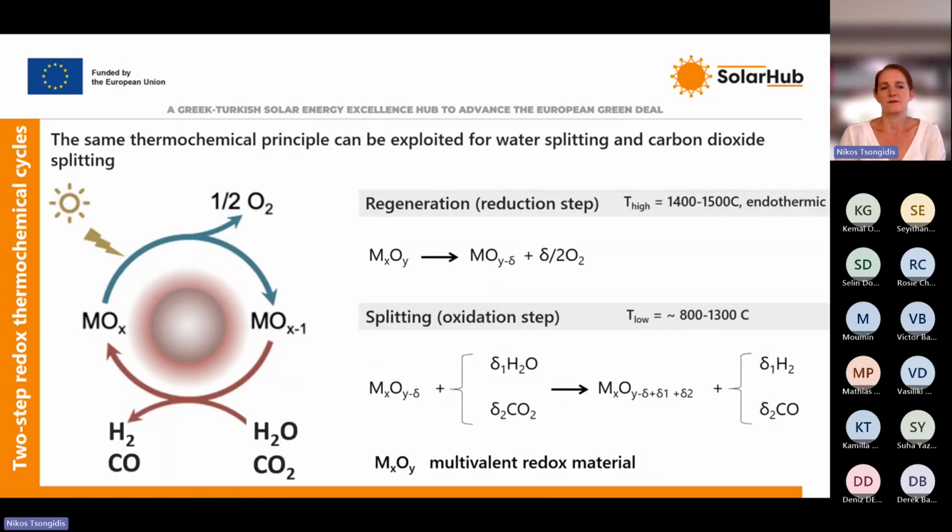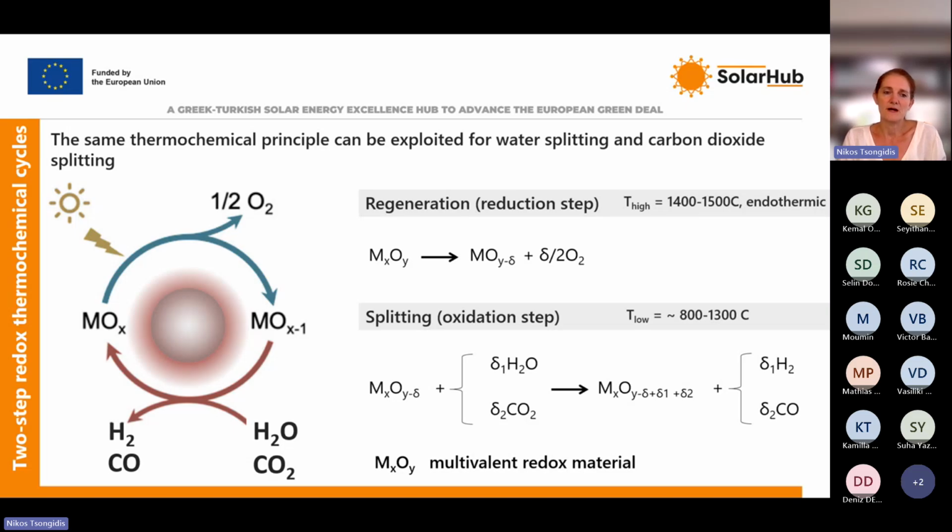So one of the most simple thermochemical cycles that can be used for the splitting of water or the splitting of carbon dioxide, the same cycle can be used, are the two-step redox thermochemical cycles. You have heard about these cycles in the previous two presentations, and now I will show you in more detail what these cycles are about.